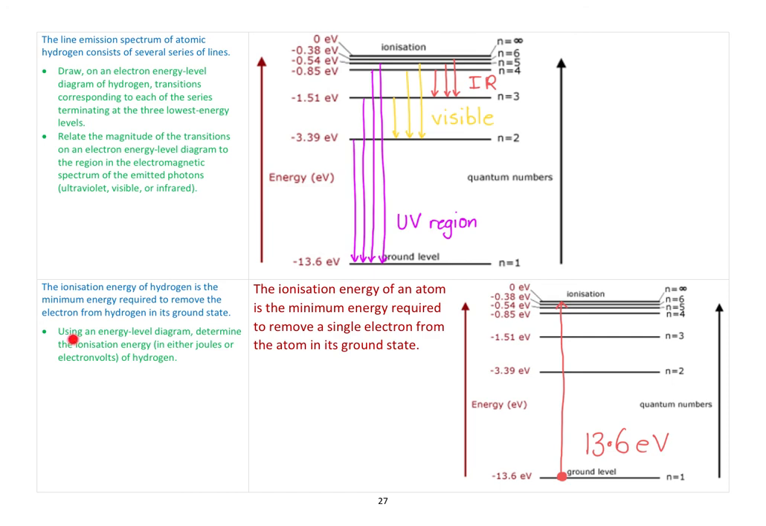So what do you need to be able to do? Using an energy level diagram, determine the ionisation energy in either joules or electron volts of hydrogen. Obviously, if we need to convert that to joules, we just multiply it by 1.6 times 10 to the minus 19. You should hopefully all be able to convert between joules and electron volts by this stage of your physics learning.